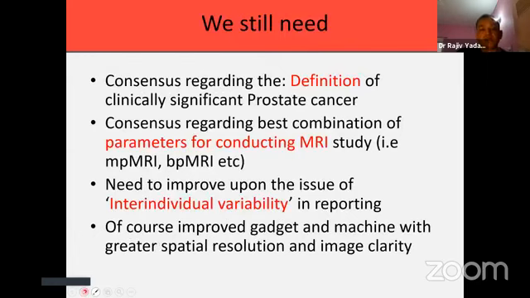Having said that, everyone recognizes the value of the MRI in practice, but there are many things which are still lacking. What is still lacking is the consensus about the definition of clinically significant prostate cancer, not only on the biopsy, but also what would be a clinically significant prostate cancer if we want to use MRI for deciding about that. There is hardly any consensus about the best combination of parameters for conducting MRI.